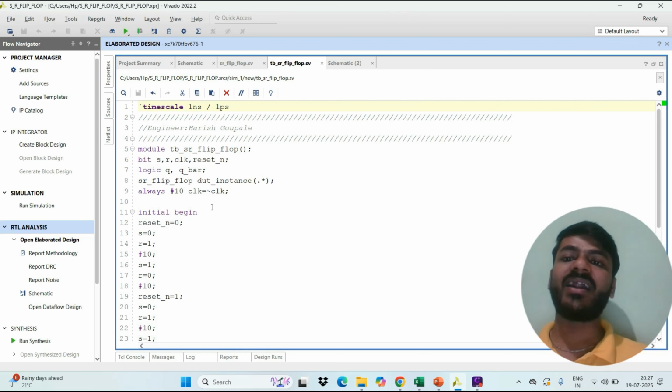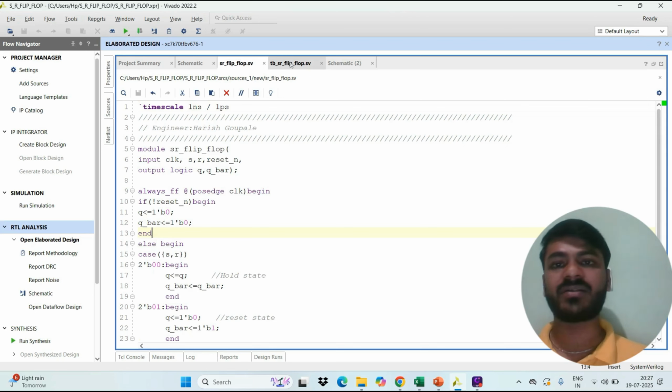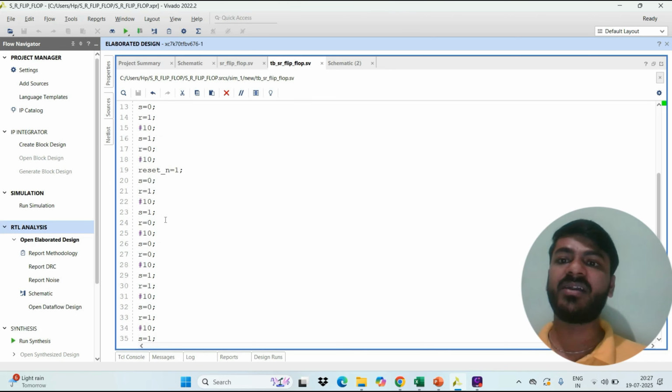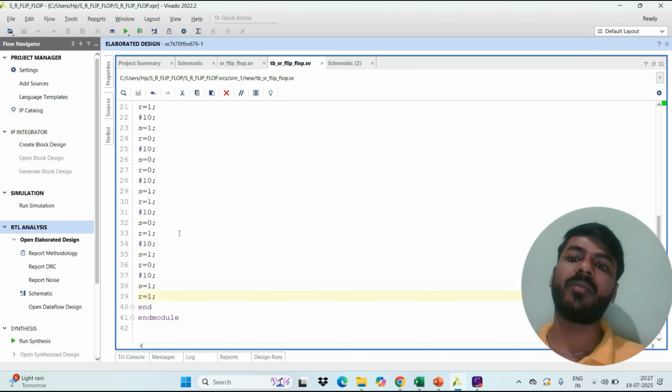Okay, and here I have toggled the clock every 10 nanoseconds because my time scale is 1 nanosecond divided by 1 picosecond for design as well as for test bench. Now inside the initial begin, you can see first I have given the reset value 0, so I will see the output q and q bar should be 0 only. Whatever the value of S and R, irrespective of that value, it will give the reset value. When the reset value is 1, then I have given all the combinations.